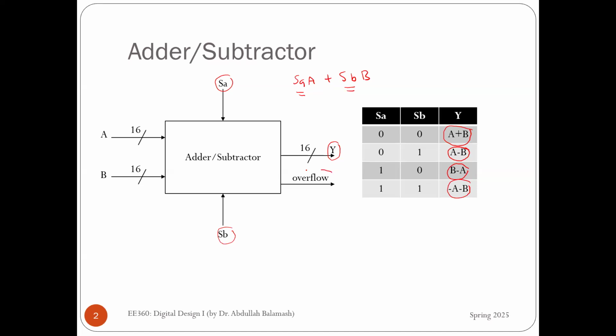Also, we'll have an option to detect the overflow. So overflow can happen. If overflow happens, we need to detect that. This is what we require to do. This is the problem definition.